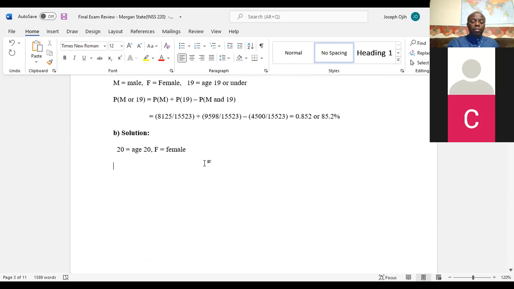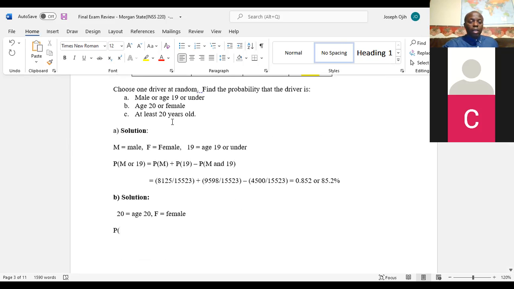So the probability of age 20 or female. This is the keyword or. Again, or tells you that you're going to use the addition rule. Age 20 or female becomes probability of 20 plus probability of female minus probability of 20 and female.